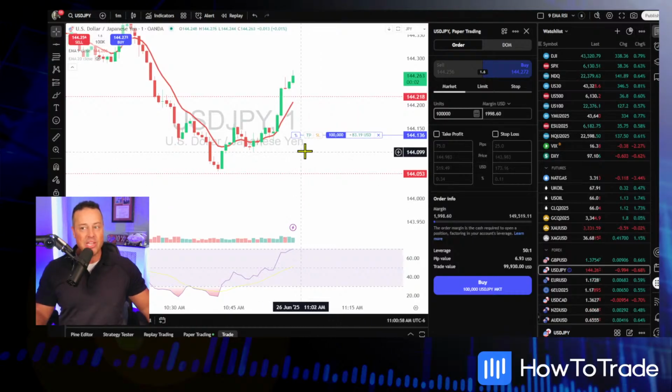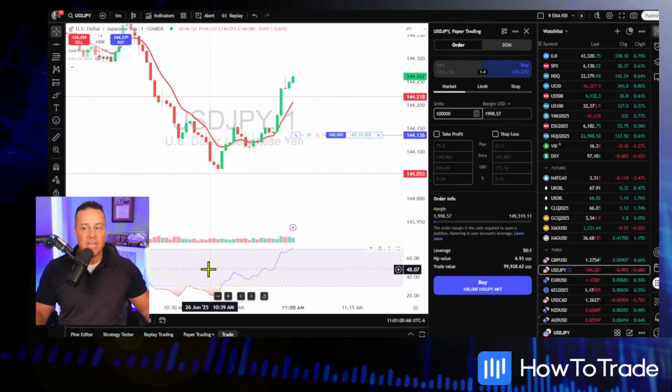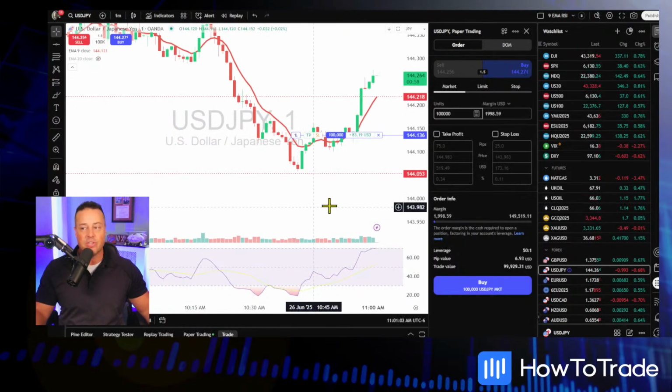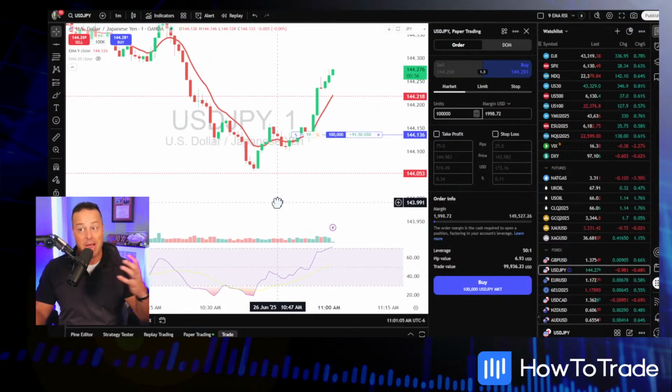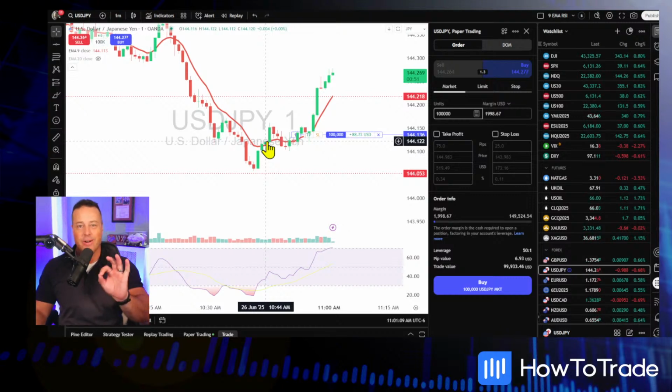U.S. dollar, Japanese yen, 1-minute chart. We were deep into oversold territory down here on the relative strength index. That was a signal for us to buy the market. And then right here, we were waiting for a break above our 9 EMA. That's our trigger. So we've got our signal. We know what we're looking for. The RSI tells us that. And then our trigger, the way that gets us into the market, is when price closes above or below that 9 EMA following the RSI confirmation.